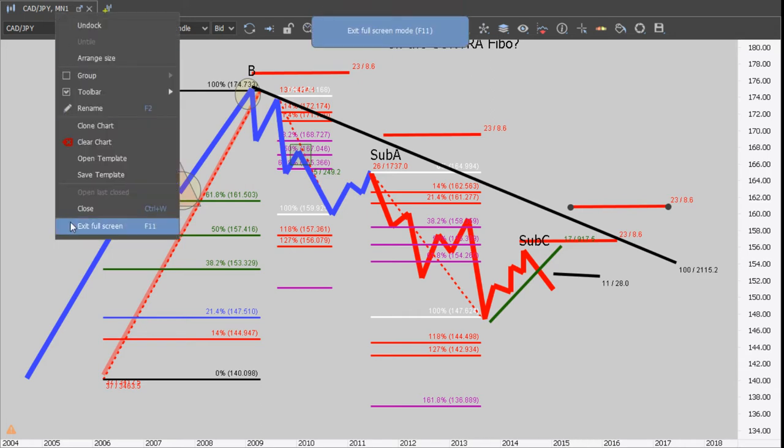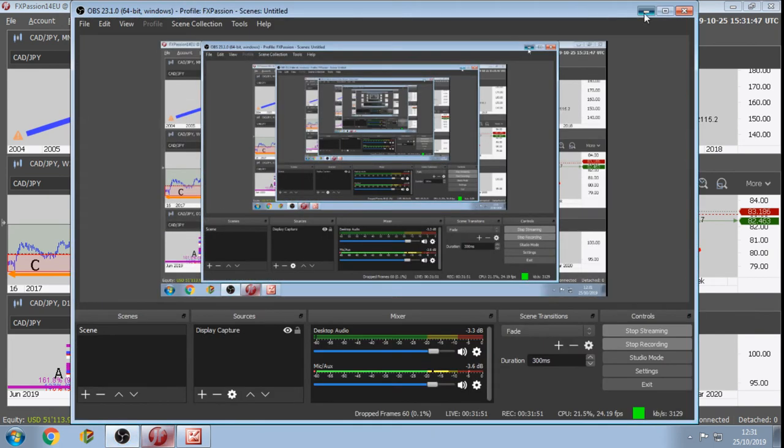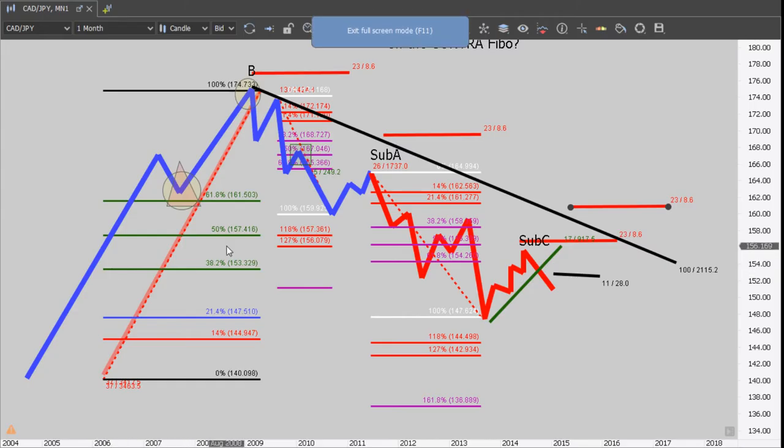Passion, I cannot see your comments. Let me see. I am still streaming. Yes, I am still streaming. Okay. So, where are we? What was this? Oh, here we are. CAD JPY monthly chart. There you go.